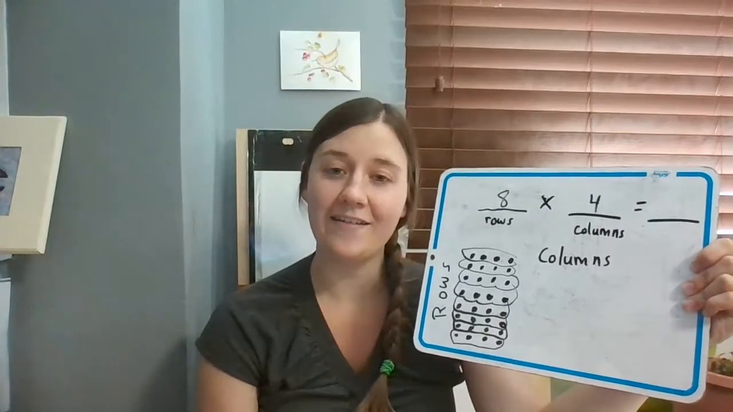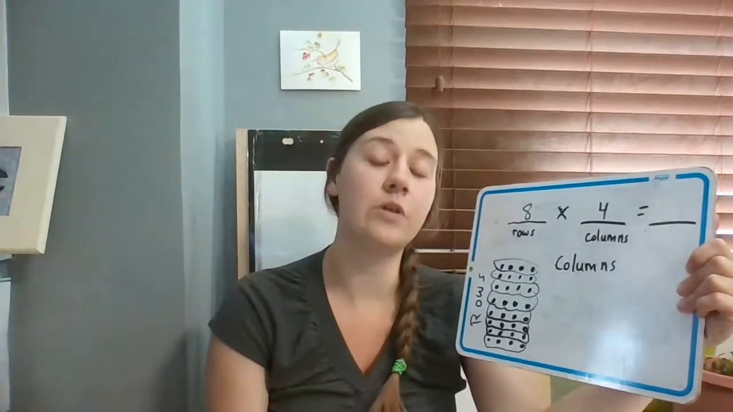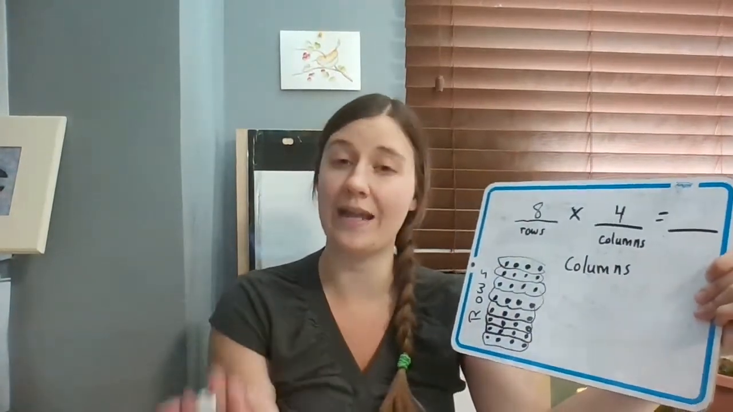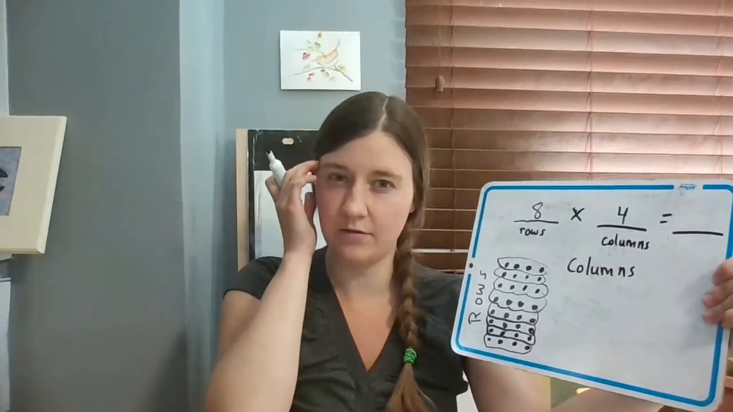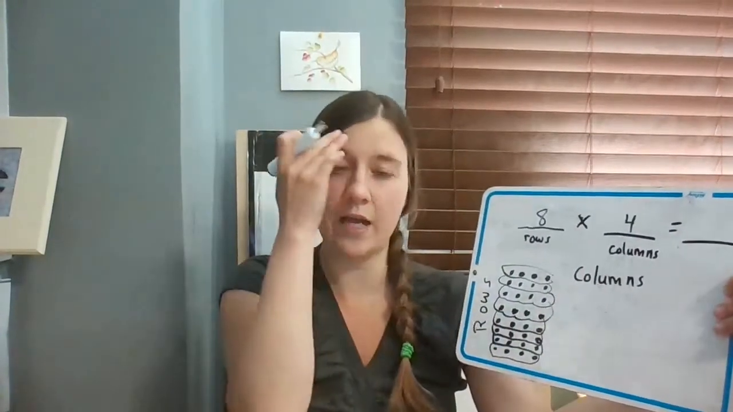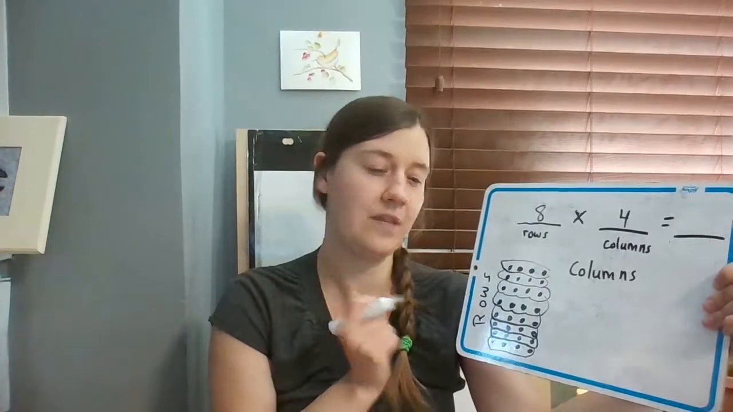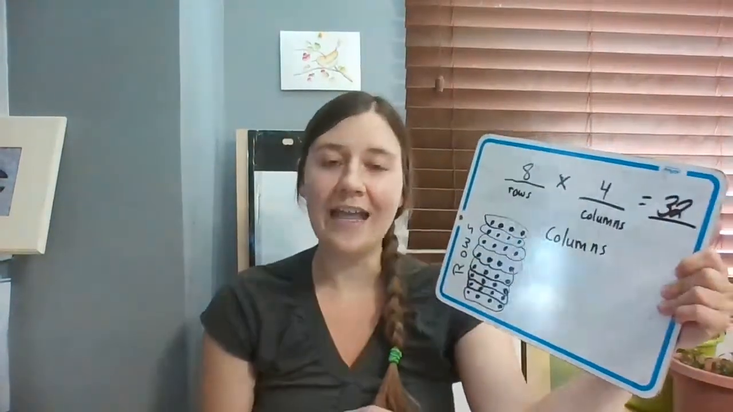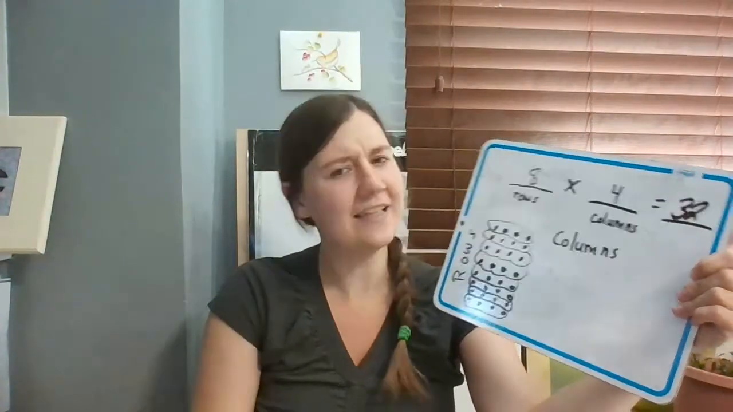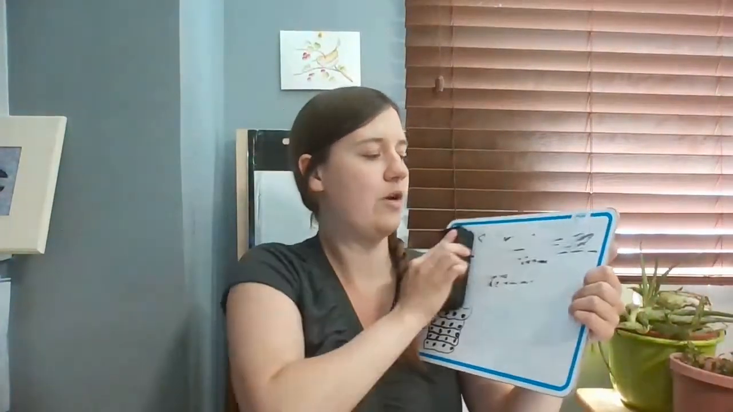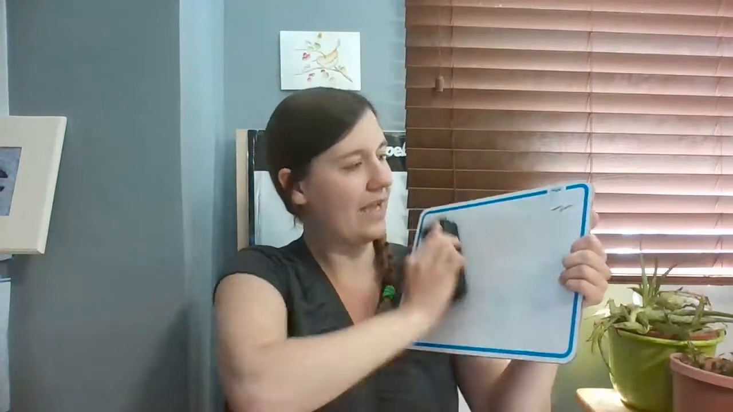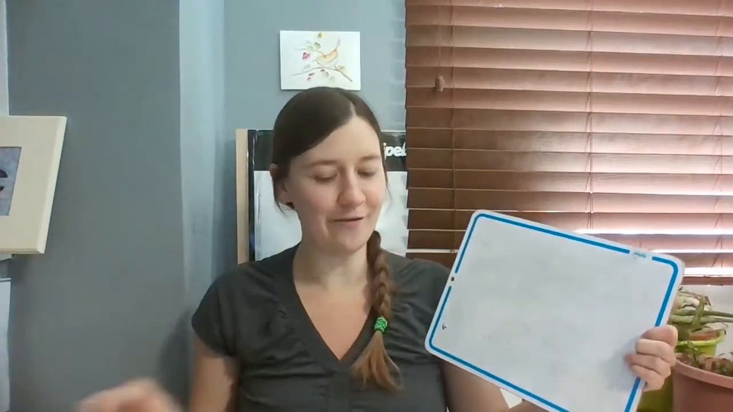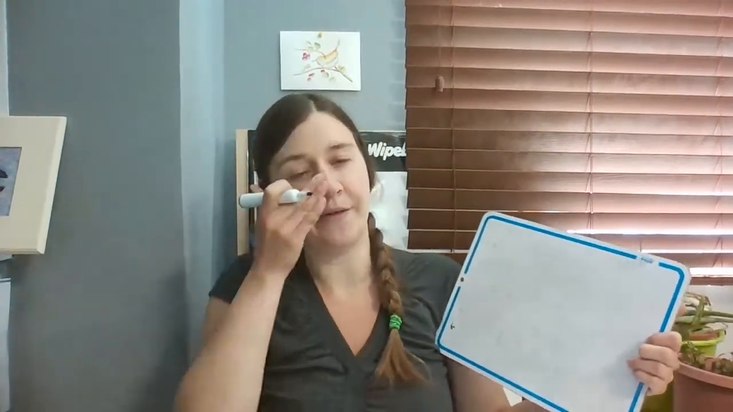So an array is just counting, but it makes sure that you don't skip any numbers. You don't forget any when you're counting in your head. You can see the dots, so it helps your brain not forget anything. So we counted to 32, and that would be our answer. Let's do another one. We're going to do about 4 of them, and then you're going to have some to try on your own. Let's try some smaller numbers.